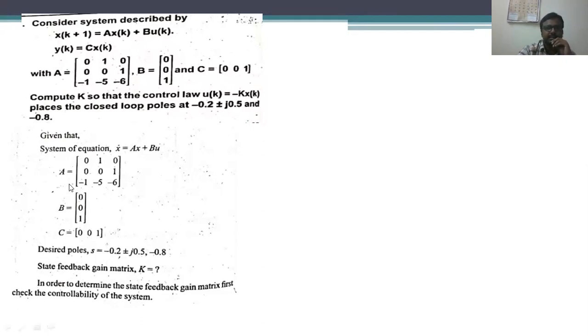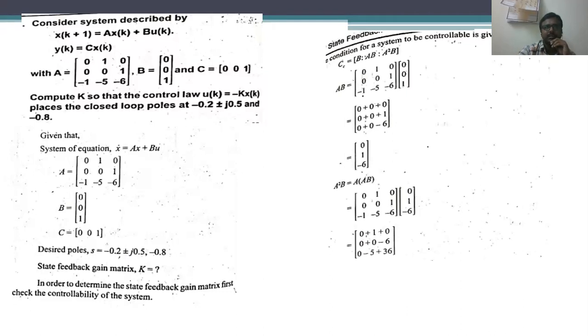This is the given data. Here he has given the matrices A, B, and C, and the desired poles he has mentioned are minus 0.2 plus or minus j0.5 and minus 0.8. Before entering into the calculation part, we have to verify whether this system is controllable. For determination of controllability, we have a 3 by 3 matrix consisting of three elements, that is B, AB, and A square B. These three elements have to be there in the controllability matrix.